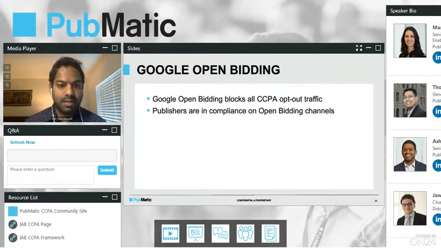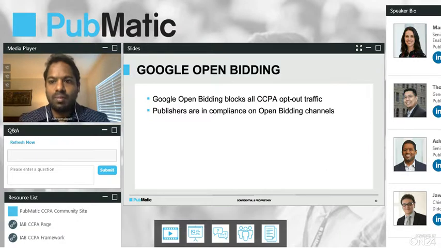What's the consequence of this? Any additional bidders that are integrated into open bidding won't see any opt-out requests at all. So that makes all the publishers compliant for CCPA without publishers doing anything explicitly. So that's the final caveat I want everyone to be aware of, so you can take relevant actions on your end.